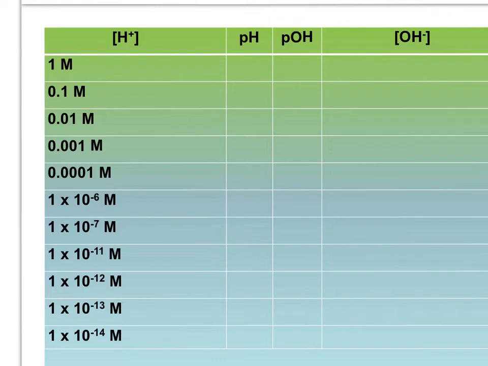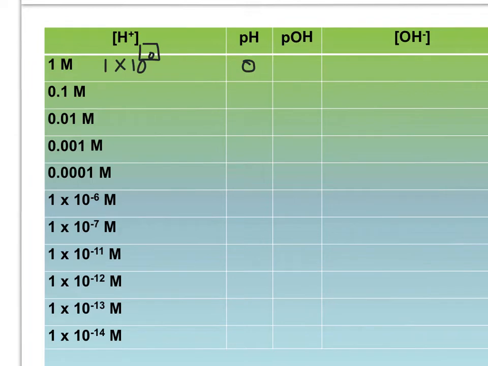So if I want to write 1 as 1 times 10 to some power, this is the same thing as 1 times 10 to the 0, right? Now, if you write it that way, logs are powers of 10. So if you look at the power of 10 here, the negative of that number is your pH. So negative 0 is 0.